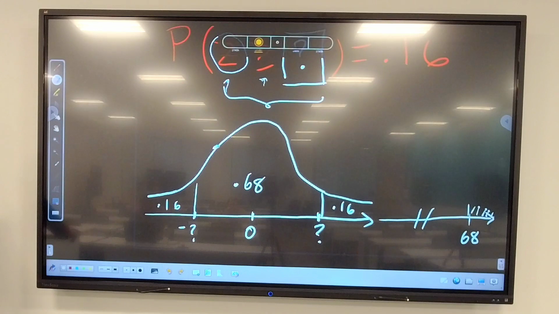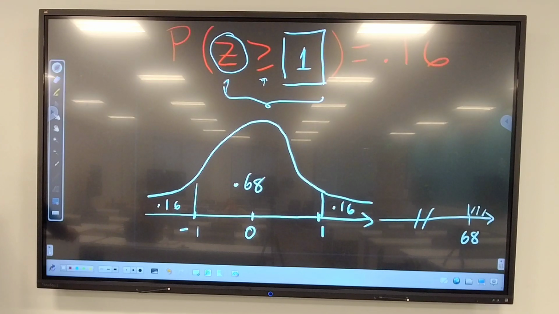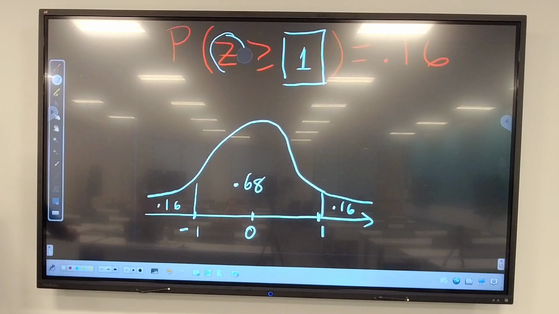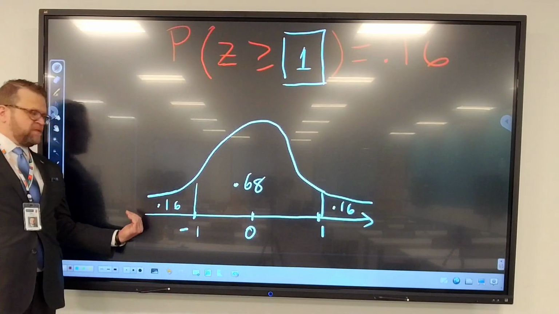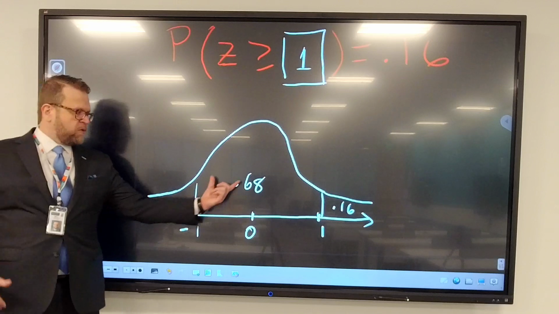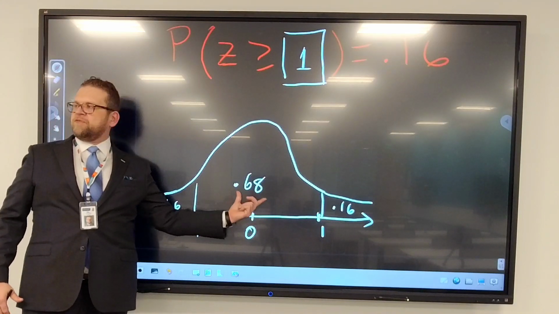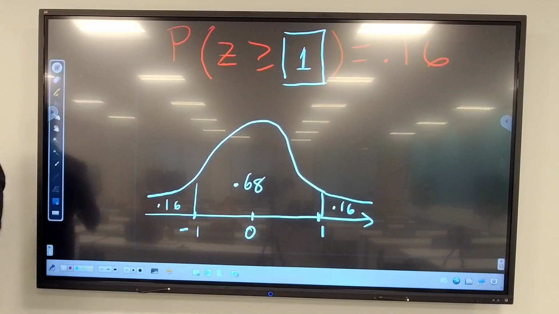So question mark must be one, because we have an area of 68% between minus one and one. And according to our little drawing, 16% of the area must be past that number one, just by virtue of us having known a handful of things, that the total area under the curve is one, and it's symmetric. So we knew that past some number we had 16%, so then to the left of the negative of that number we also had to have 16%. Then we could find out what the area was in the middle, and we recognized this area, 68%. So this must be minus one and one.